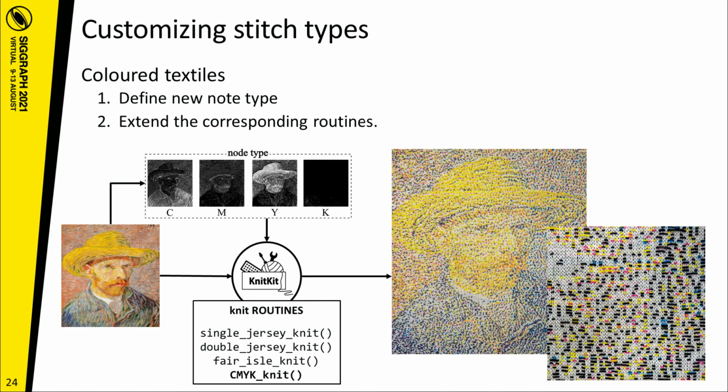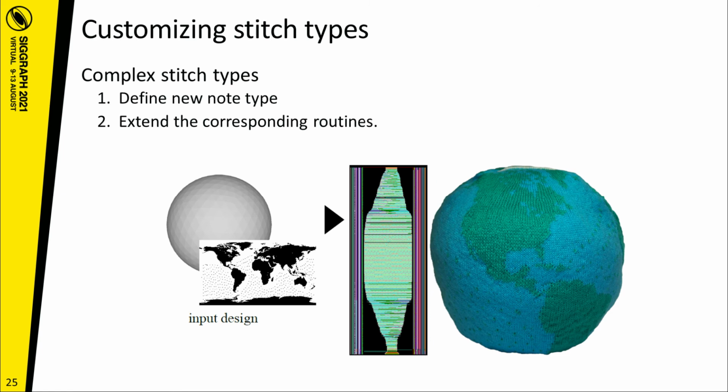A more complex example would take the CMYK values from the image and use that to drive the knitting. Here, all we have to do is to define the CMYK knit routine that would use these values to know which yarn to inlay. Again, to show how the instruction generation process is completely independent from the high-level design, here we show how the Fair Isle knit routine, the same one, can be used to knit a sphere with a map of the Earth.